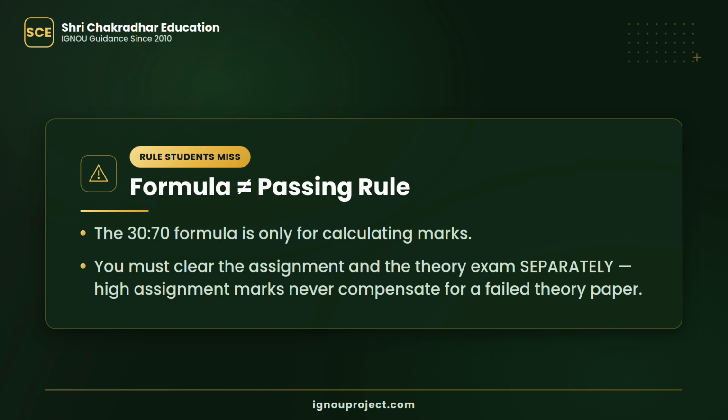The 30-70 formula is only for calculating marks. For passing, IGNOU requires you to clear the assignment and the theory exam separately. High assignment marks can improve your percentage, but they can never compensate for a failed theory paper.